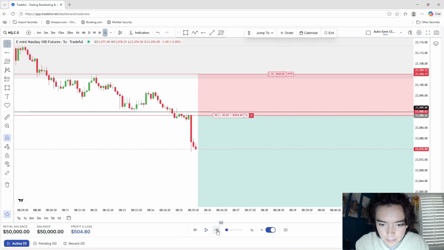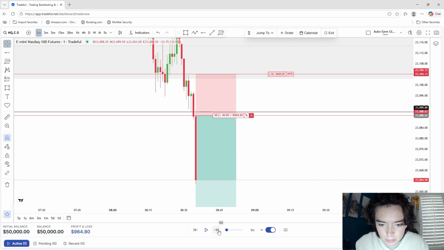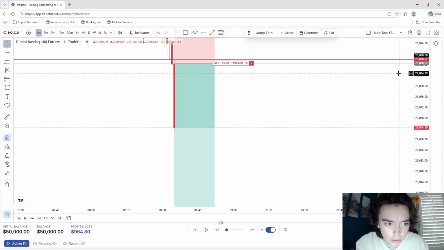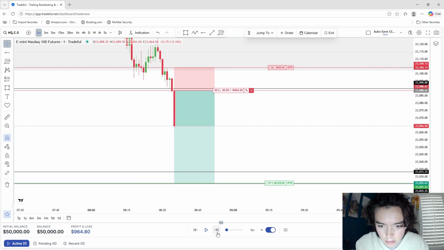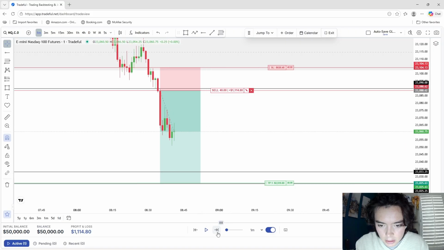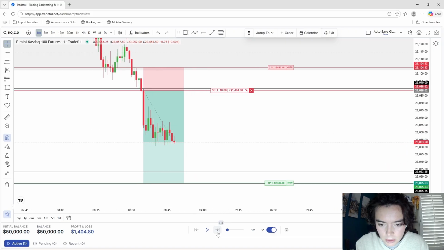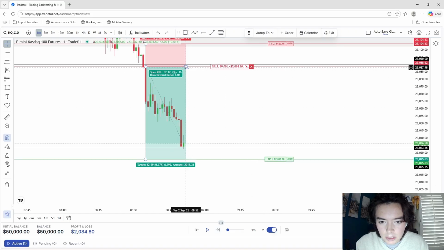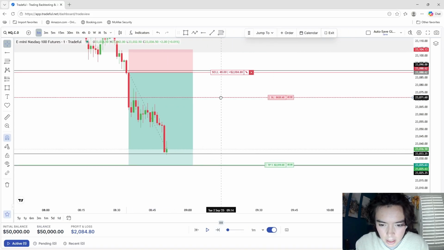All right. So you guys can see, beautiful. So we get a huge displacement lower. Just looking for that to get hit real quick. Okay, perfect. So that ends up getting hit.